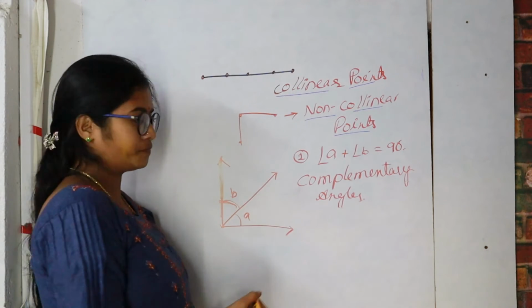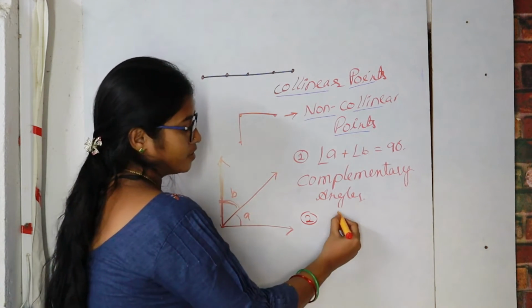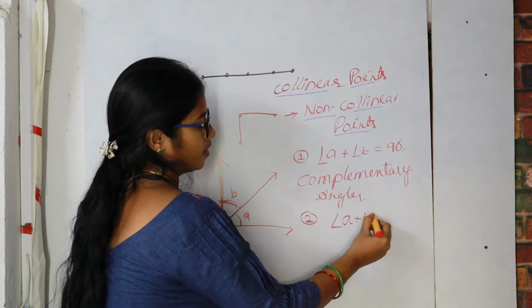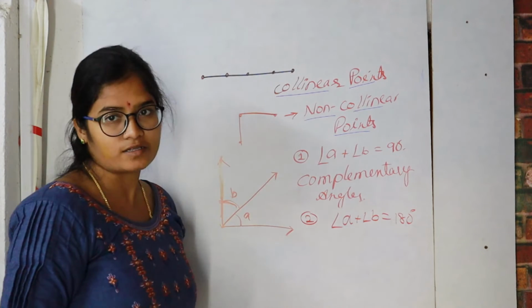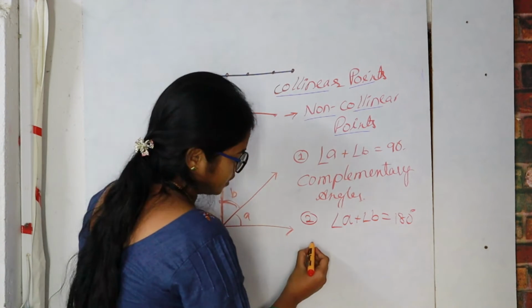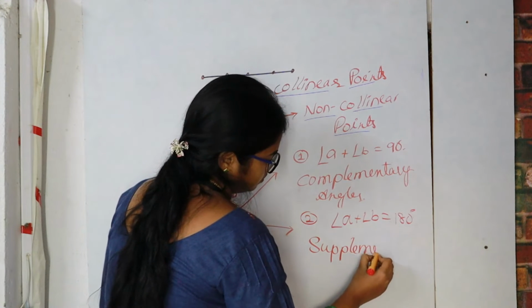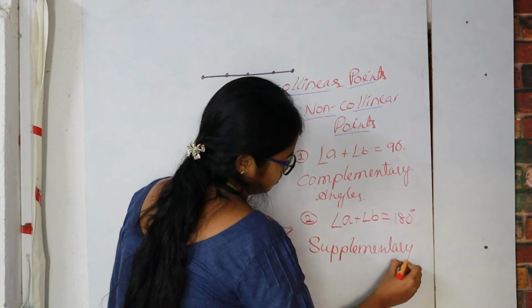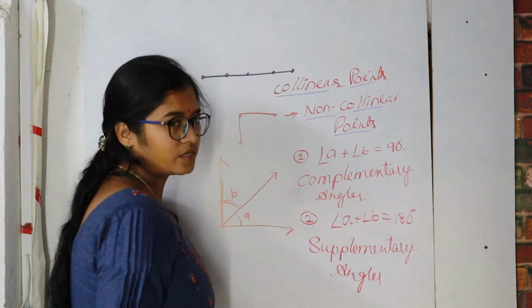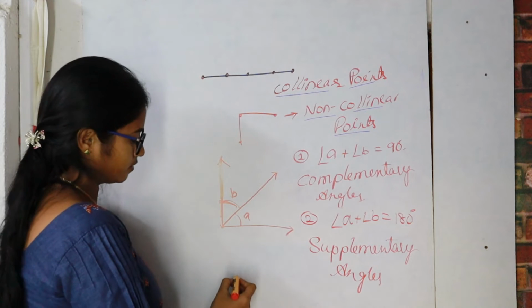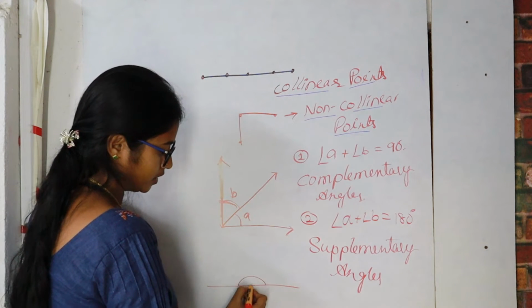The second one: if the sum of the angles, angle A and angle B, equals 180 degrees, then such adjacent angles are called supplementary angles. Supplementary angles. It is figured like this. So the sum of the angles should be 180 degrees.